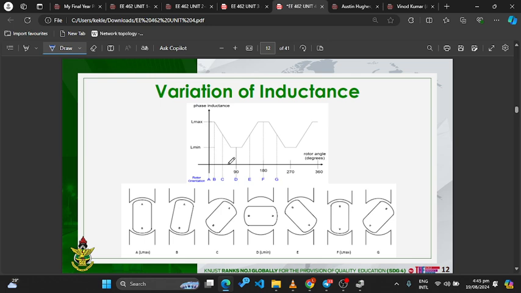So we are just to throw more light on what we've discussed so far. So we are looking at this still, a two pole machine. Okay, so at this point over here, point A, where we have maximum inductance. If you know, inductance and reluctance are inversely proportional. Why? We know flux linkage, Li.